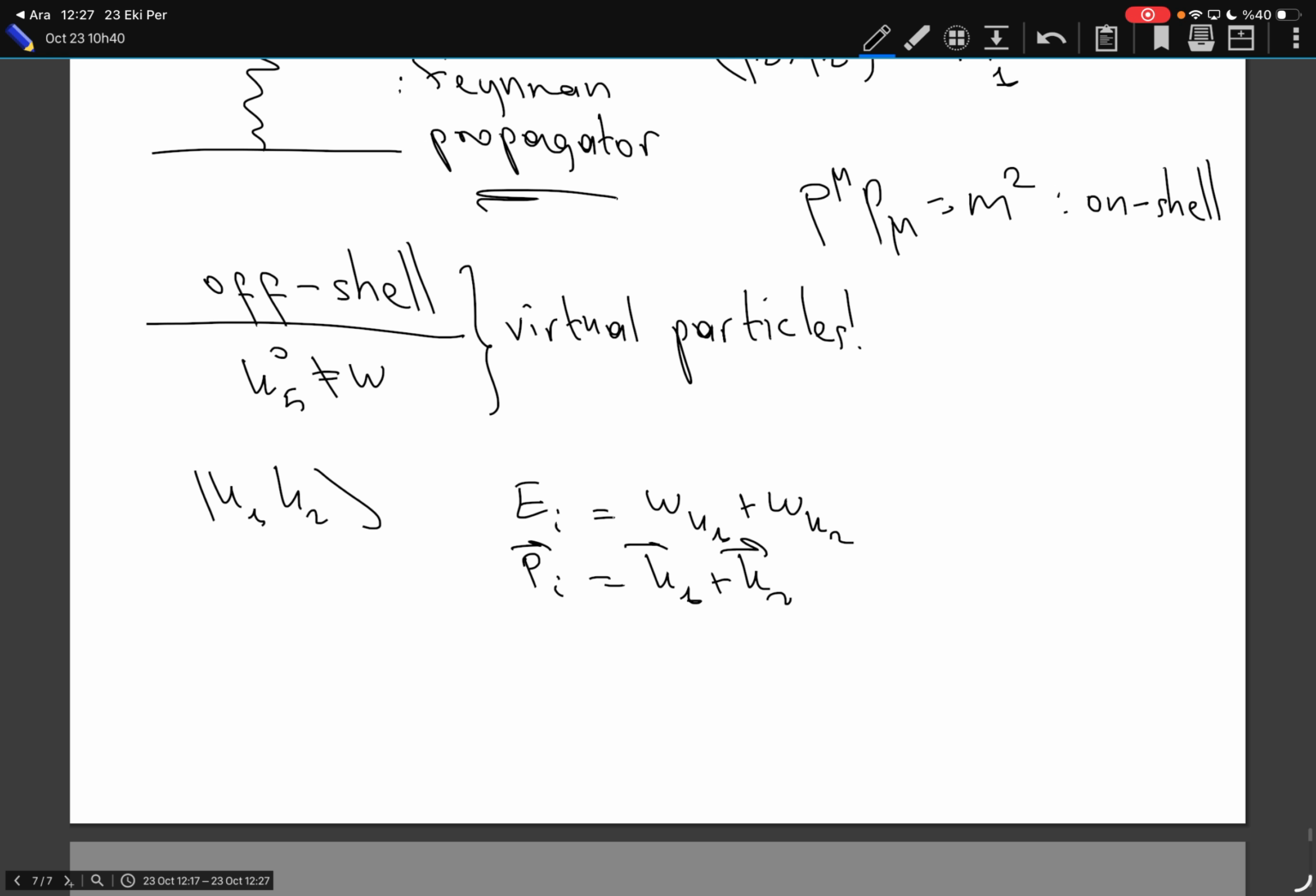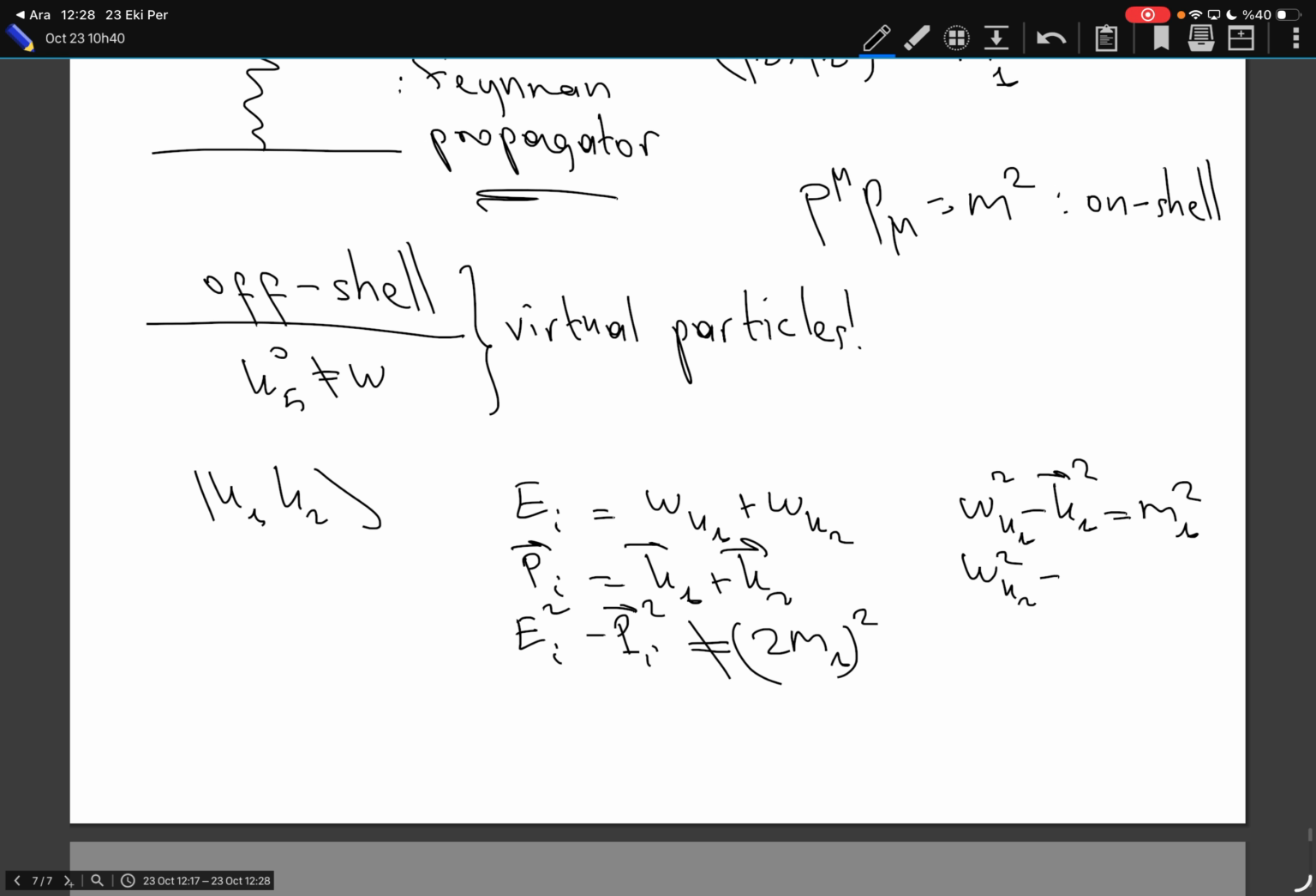And EI squared minus PI squared is not equal to twice m1 squared, by the way. But if I look at each one of those particles separately, omega k1 squared minus k1 squared is m1 squared. Omega k2 squared minus k2 squared is equal to m2 squared. My intermediate particle is this one, the intermediate state.